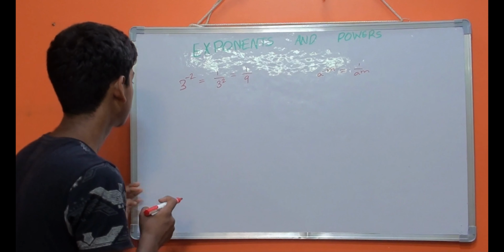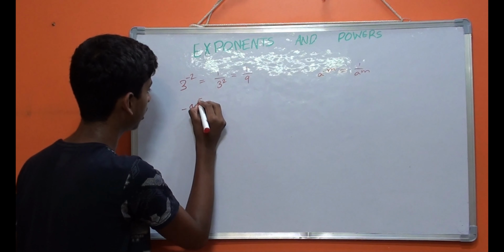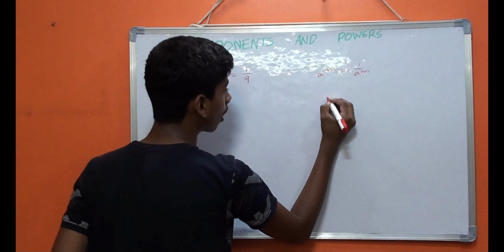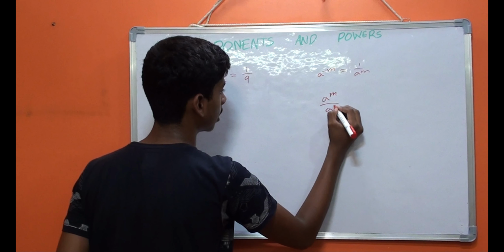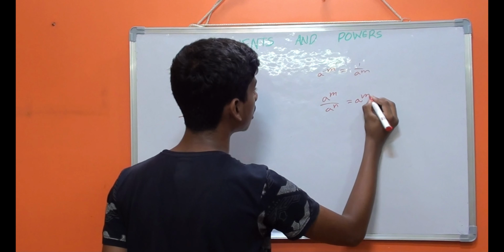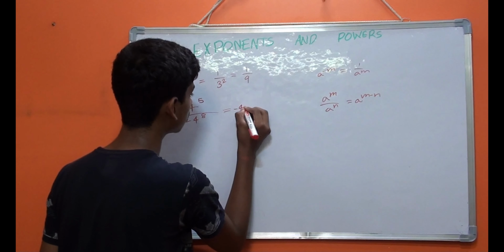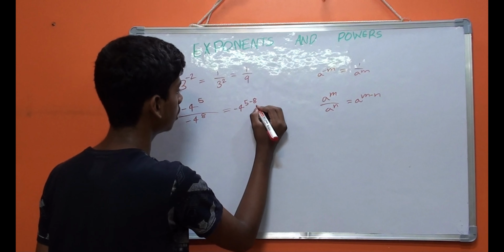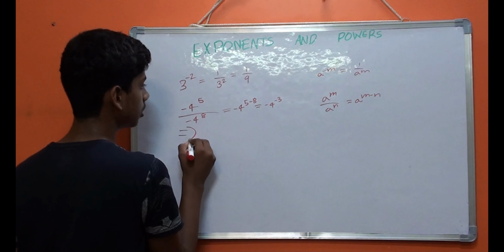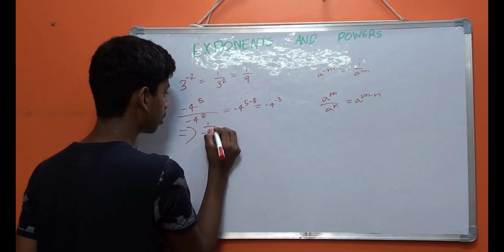Friends, now let's see another question. The next question is minus 4 to the power of 5 by minus 4 to the power of 8. This is in the form of a power m by a power n. Now its answer would be a power m minus n. Then this would equal minus 4 to the power of 5 minus 8. Now this would equal minus 4 to the power of minus 3. Then this would equal minus 1 by minus 4 cube.